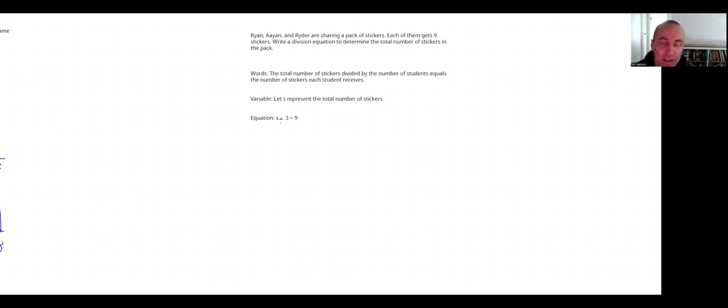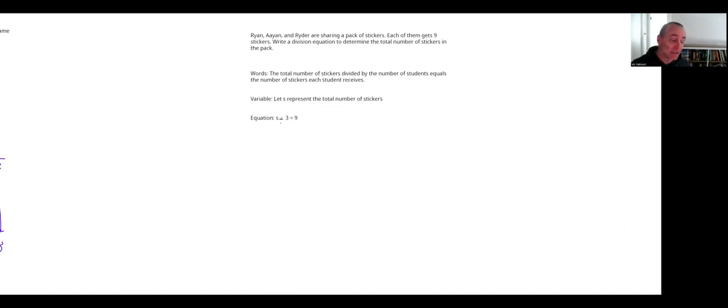So we're going to write that in words first. The total number of stickers divided by the number of students equals the number of stickers each student receives. We're going to define our variable: let S represent the total number of stickers, and we're going to write an equation. S divided by 3 equals 9.